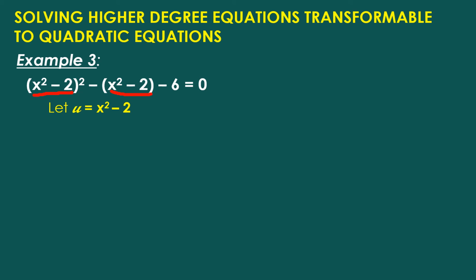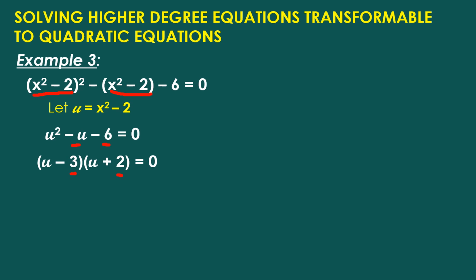Since u is equal to x squared minus 2, this will be replaced by u squared minus u minus 6 equals 0, which is already a quadratic equation. Now we need to factor. So we have to look for a number that when multiplied is negative 6, but when added is negative 1. The factors are u minus 3 times u plus 2. Notice that negative 3 times 2 is negative 6, and negative 3 plus 2 is negative 1.